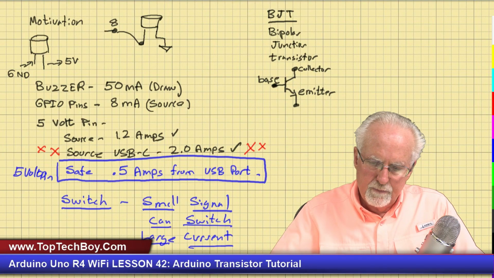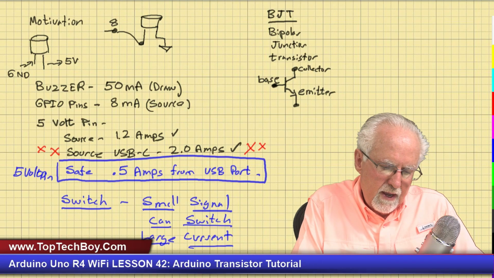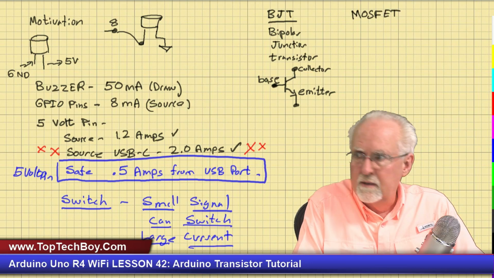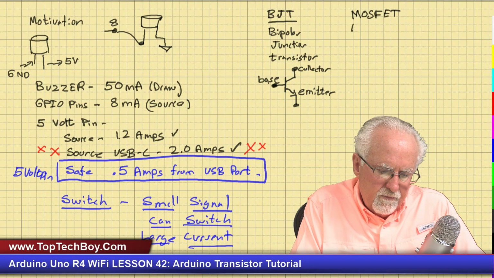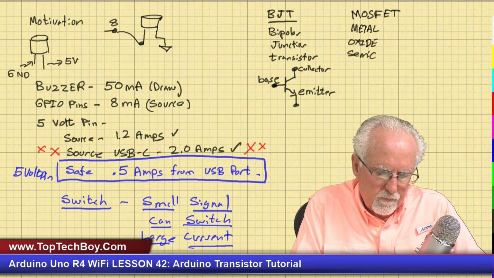The second type of transistor is called a MOSFET. M-O-S, all caps, M-O-S-F-E-T. What does that stand for? Metal oxide semiconductor, and then FET is field effect transistor.